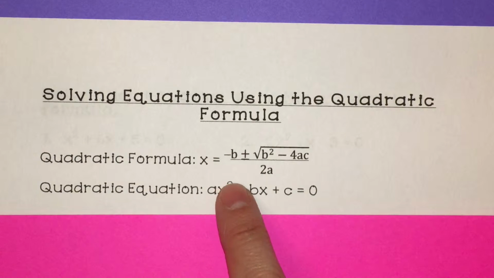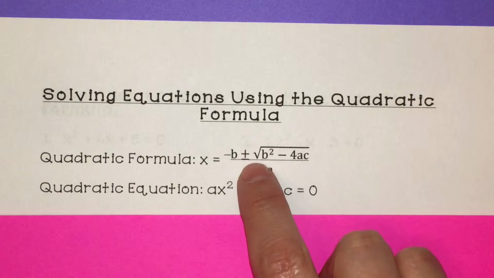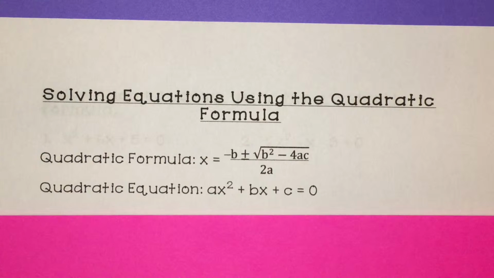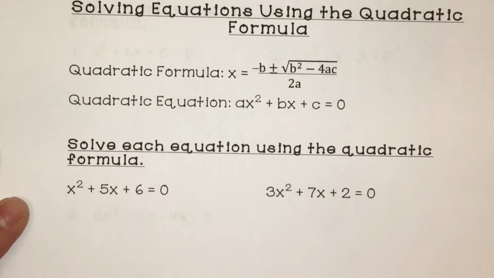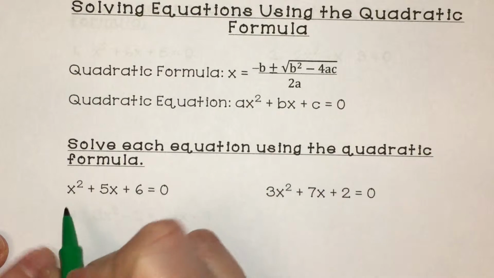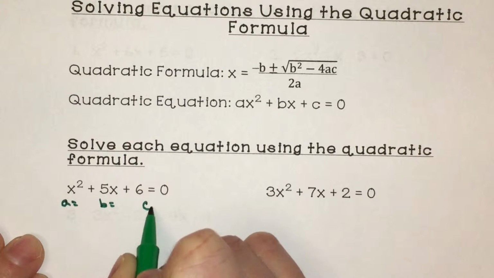Because it's x squared, there will be 2 different answers of what x equals, which is why you have a plus and a minus. And I'll go through a couple problems with you so you can understand how to use the formula. So we're going to start with x squared plus 5x plus 6. In this, we're going to start by identifying what a, b, and c are equal to.